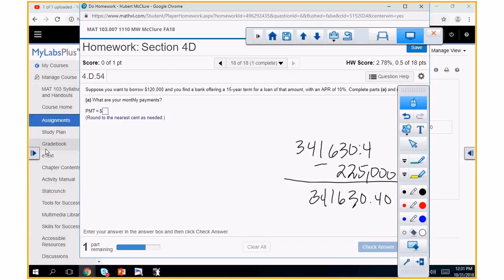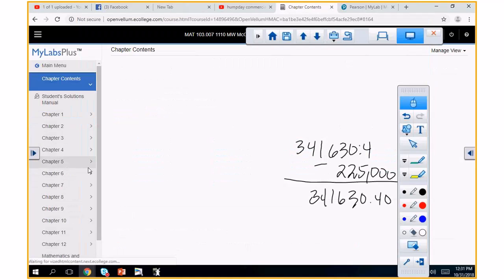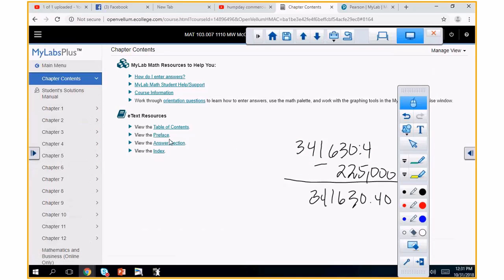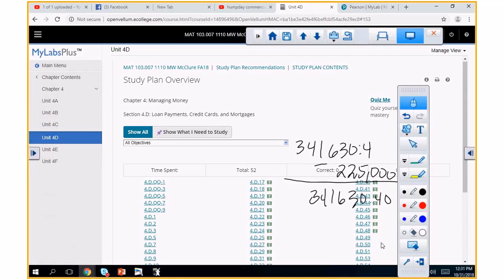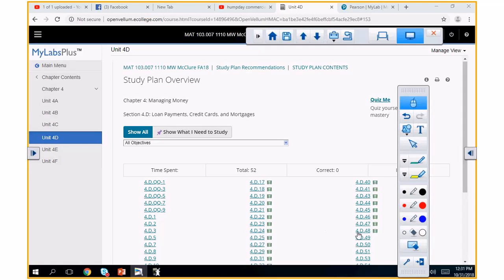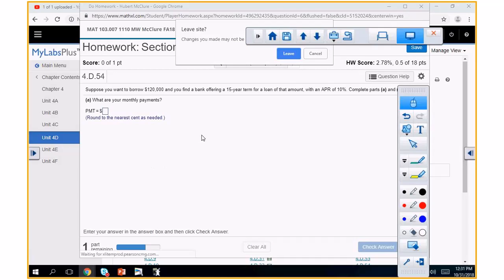Okay, well, that's all right. We'll go to chapter contents and chapter, what we on, 4D, study plan. Clear that. We'll find a car.